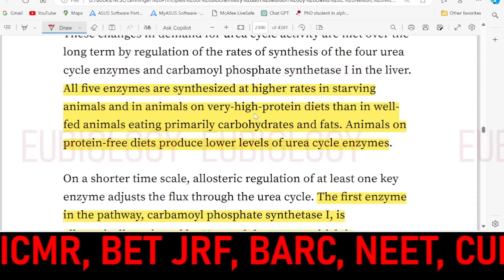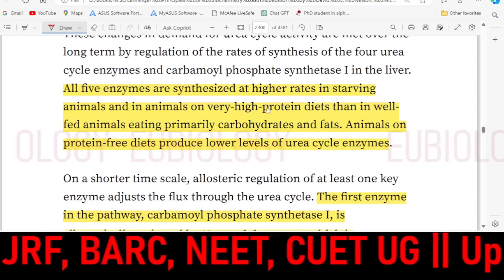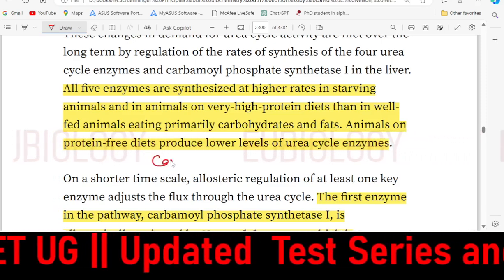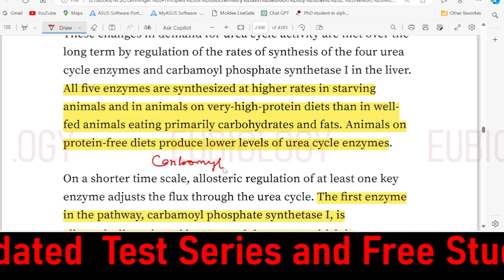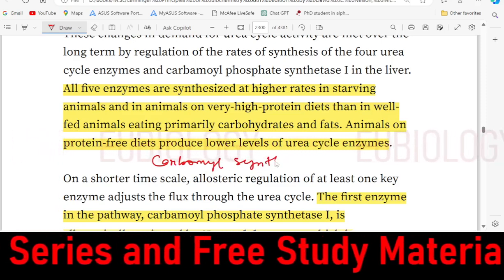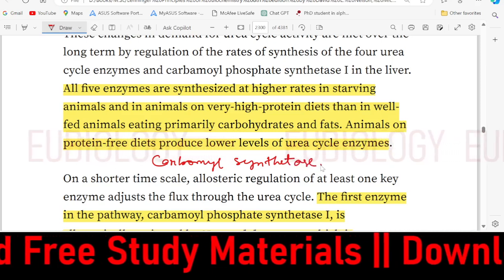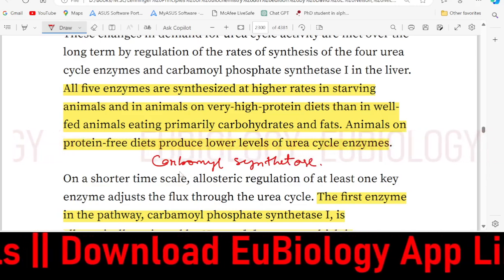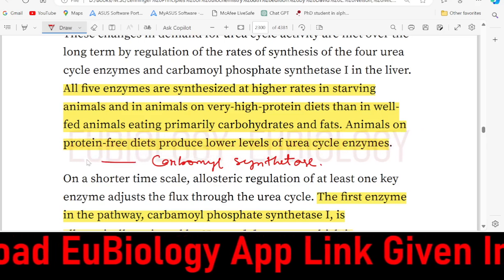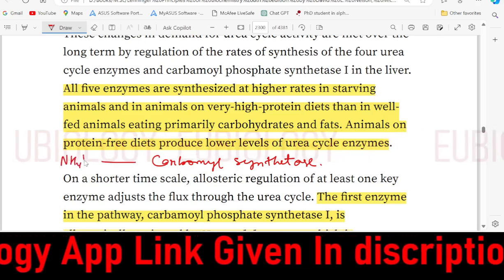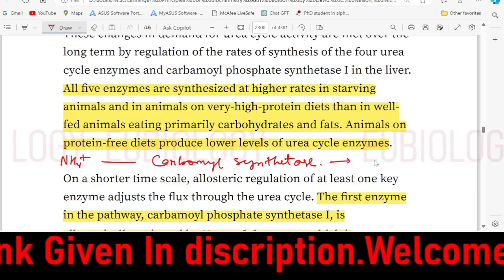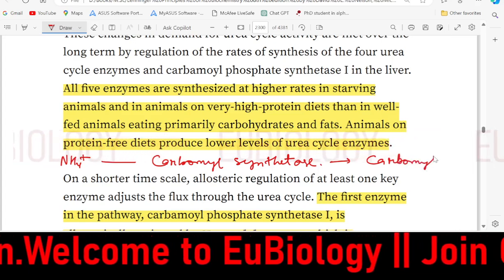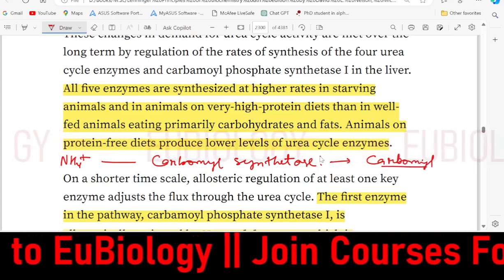Now, how will the urea cycle be regulated? Remember it. The urea cycle has a most important enzyme, which is called carbamoyl phosphate synthetase. As we already studied in the urea cycle, carbamoyl phosphate synthetase converts NH4 plus into carbamoyl phosphate. This is carbamoyl phosphate synthetase 1.